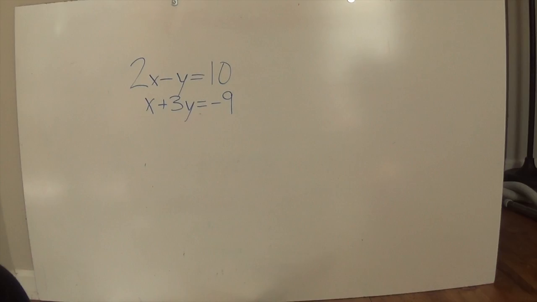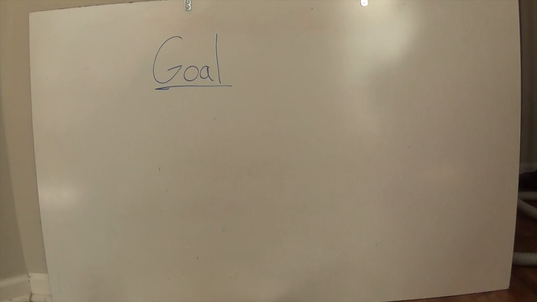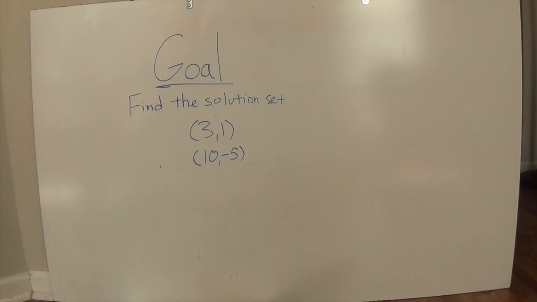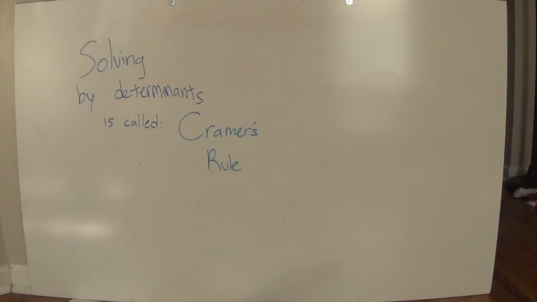So let's say we have a problem that says 2x minus y equals 10 and x plus 3y equals negative 9. This is called a system of equations. The goal of a system of equations problem is to find the solution set, which could be a number such as (3, 1), or (10, -5). Second order determinants look like this. And when you solve by determinants, it's called Cramer's rule.